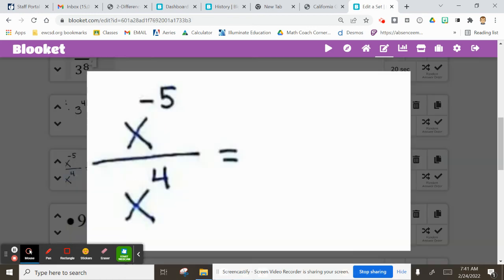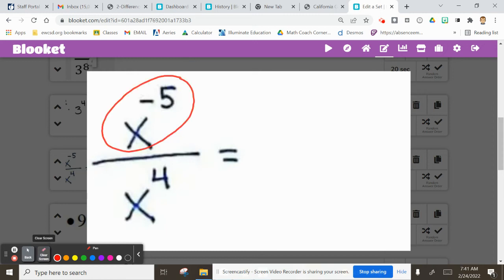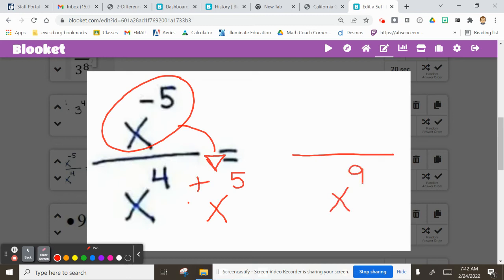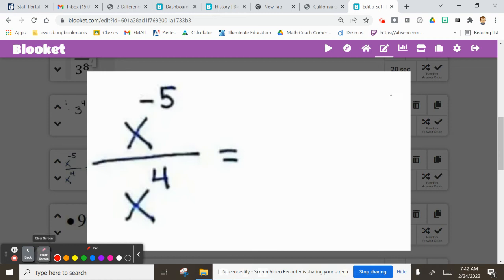All right. Oh, snap. We're getting into some intense stuff here. Pay attention. Looking at this problem, we cannot have this here. Remember, it has to flip and go down. What happens when it flips and goes down? It becomes positive. Okay. So how many are on the bottom now? Pay attention. And then what's on the top? A 1. So 1 over x to the 9th. All right, so that's your answer. That's a little more intense, okay?